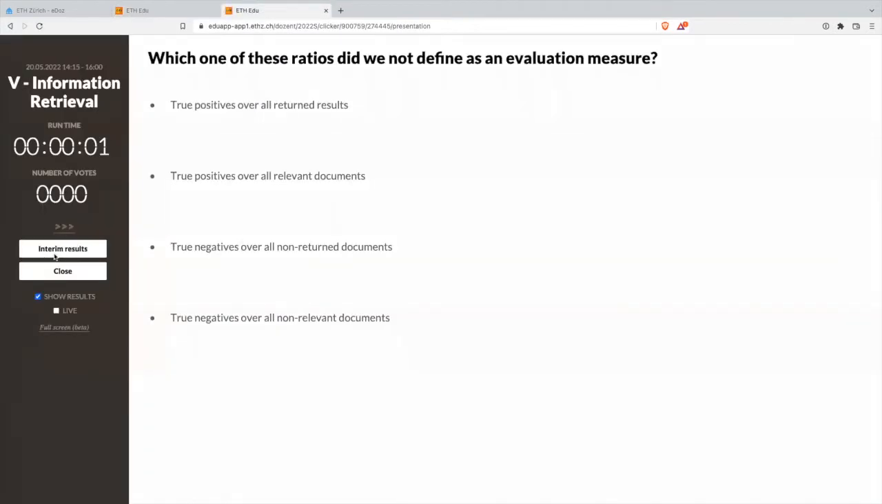Which one of these ratios did we not define as an evaluation measure? True positives over all returned results, true positives over all relevant documents, true negatives over all non-returned documents, or true negatives over all non-relevant documents. Three of them we give names to. One of these we didn't give any name. It doesn't mean it doesn't make sense, right? It's just that it's rarely used.